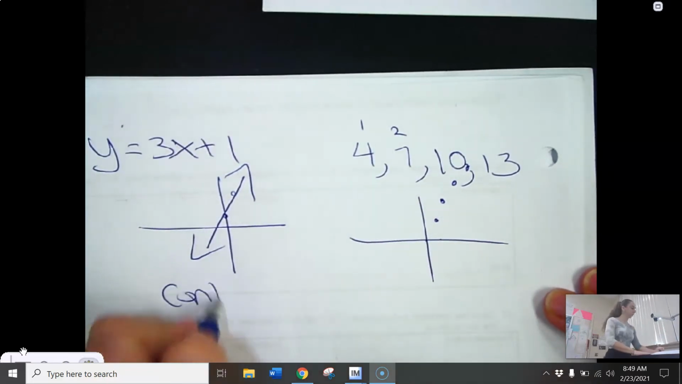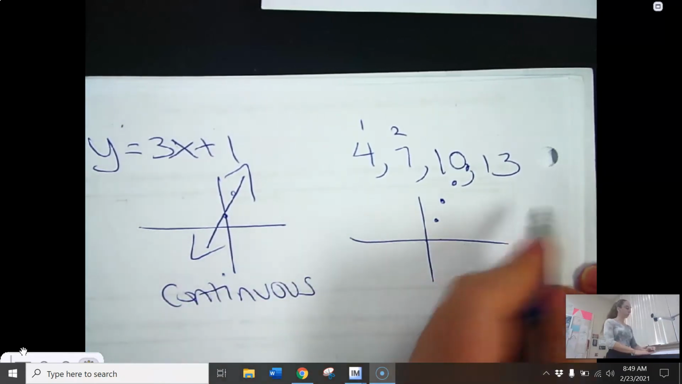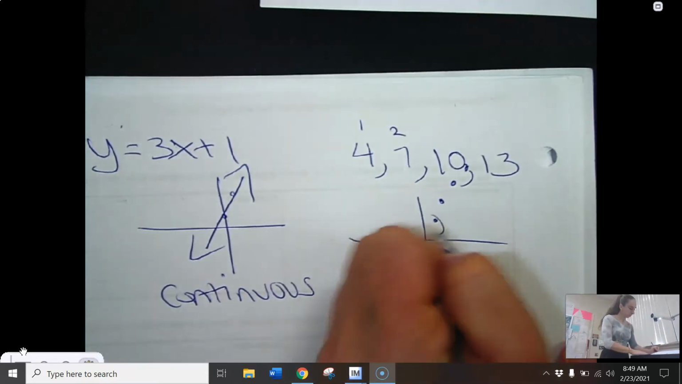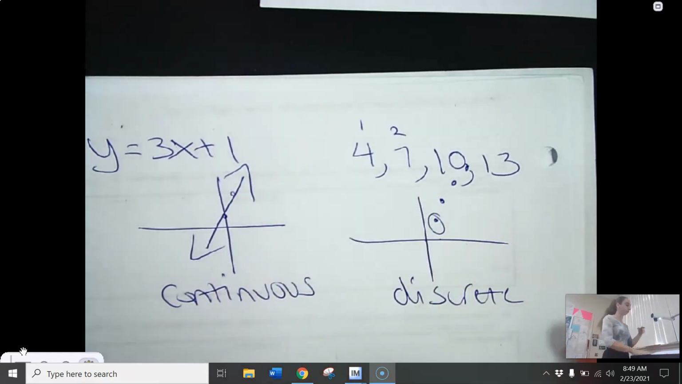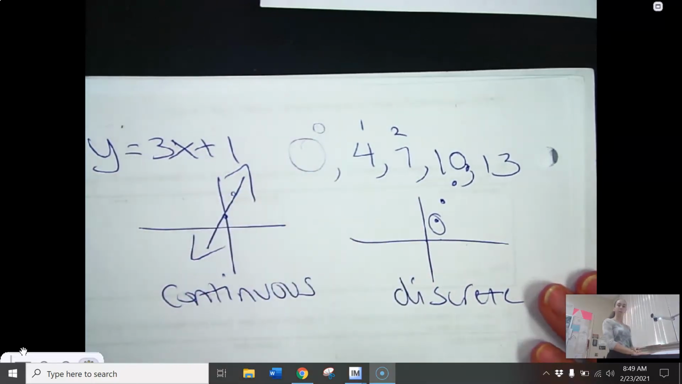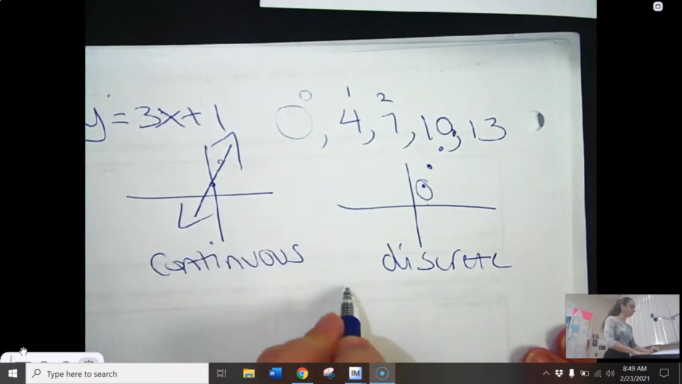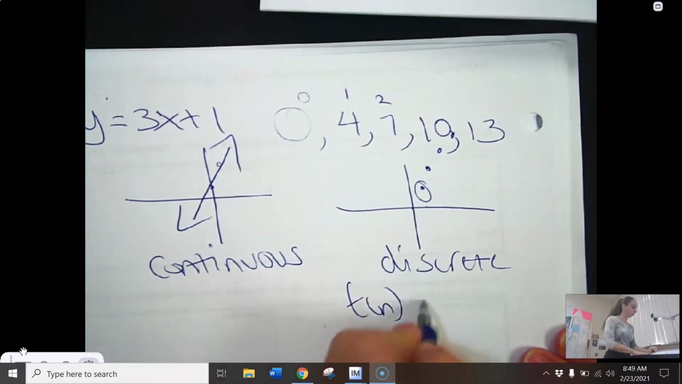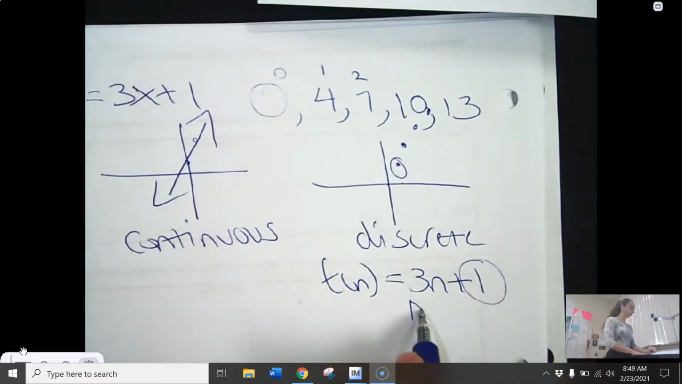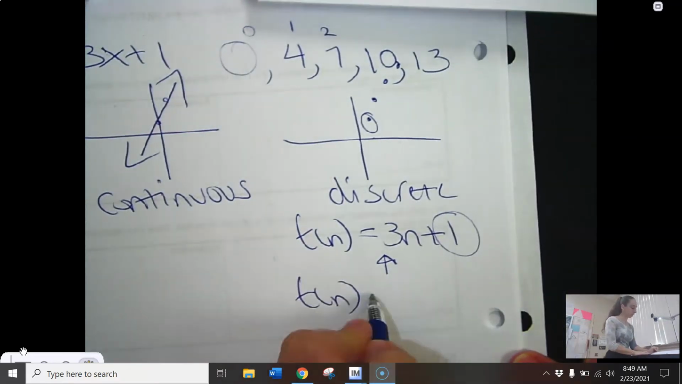So this is a continuous graph where any value could be true. But this is a list of numbers. It's discrete. It means this is the first value. There's no half value. There's also no real zero value. But you still have to create a function from it, and this would be called an arithmetic function. And you would write it like this, knowing that this is the zero term and this is the pattern. You will also learn to write it like this.